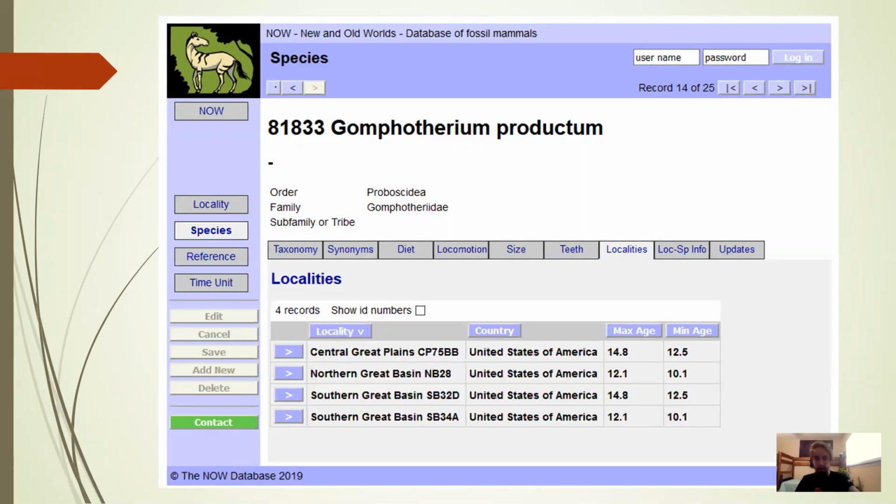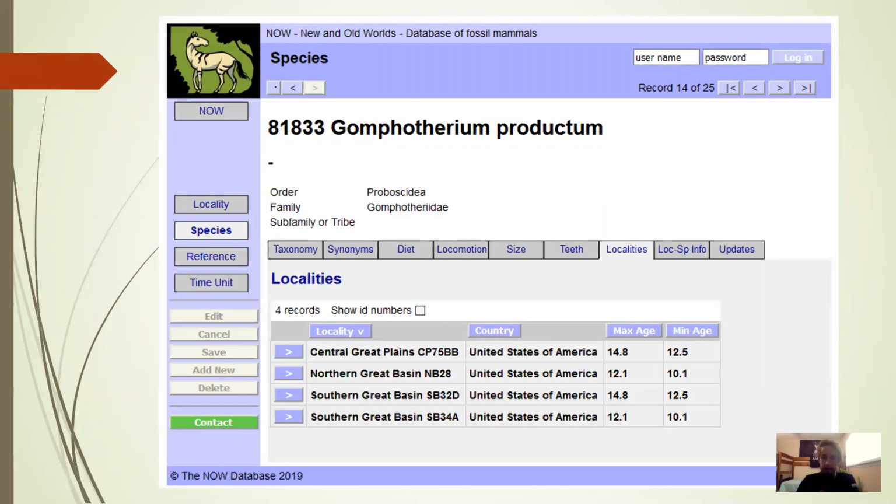So here we can see the 4 different regions that the New and Old World database has Gomphotherium listed as showing up in these fossil beds, and then the maximum age and minimum age, which really constrains this artwork. The reconstructed ecology of this artwork would have existed from about 15 million to 10 million years ago, in order to have this species of Gomphotherium, which is just about the only species it could be from what the New and Old World database has available.